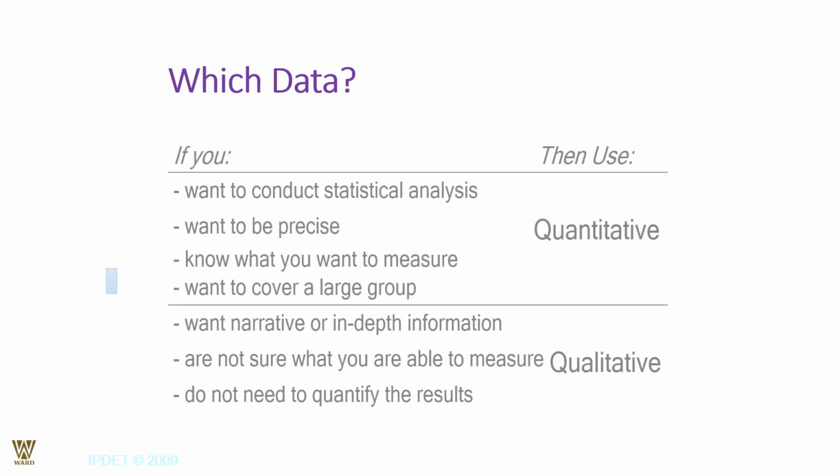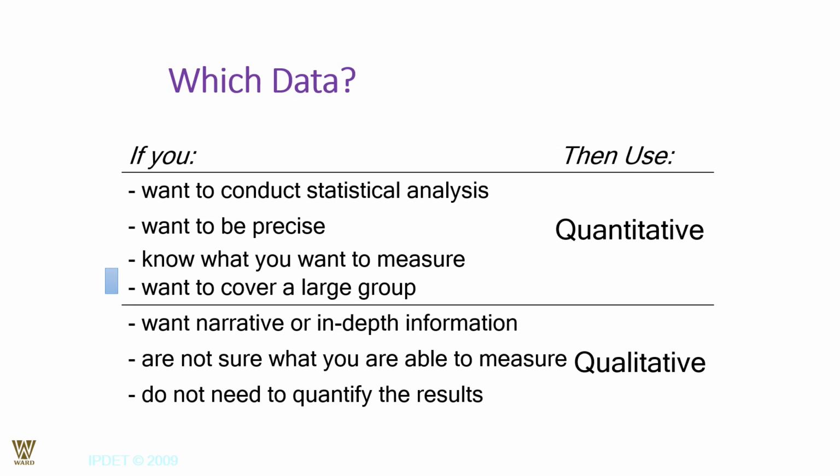So which data should you prefer, quantitative or qualitative? Quantitative is when you want to do a statistical analysis, want to be very precise, know what you measure, and want to cover a large group. Qualitative, on the other hand, is when you want narrative or in-depth information, are not sure of what you are able to measure, and do not need to quantify the result.